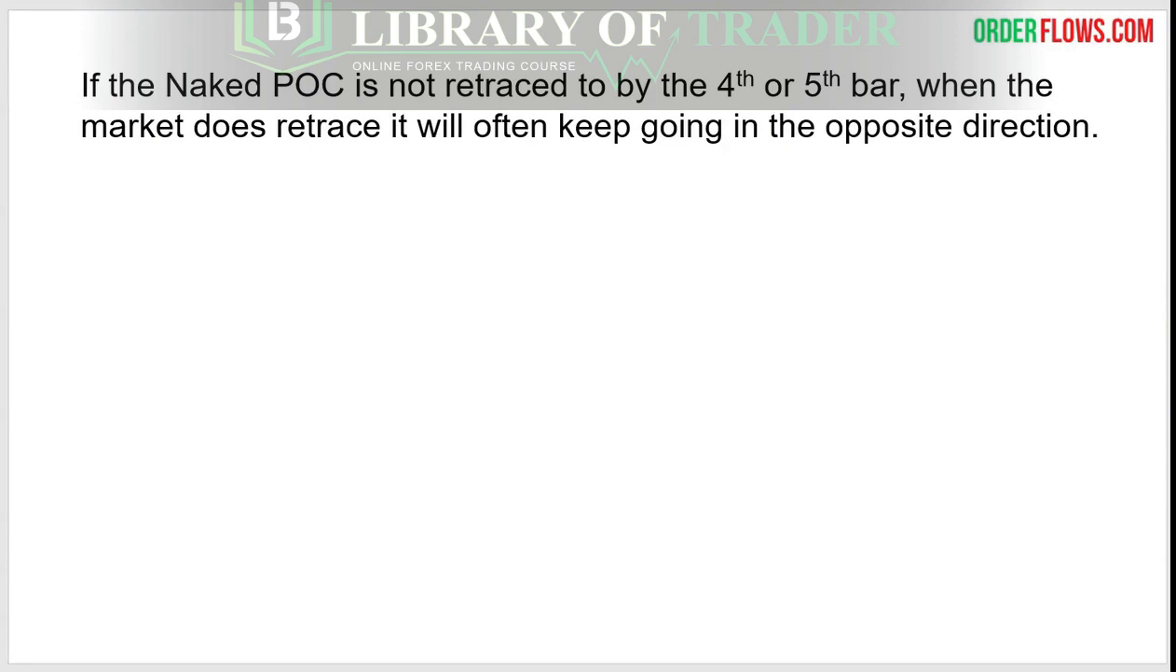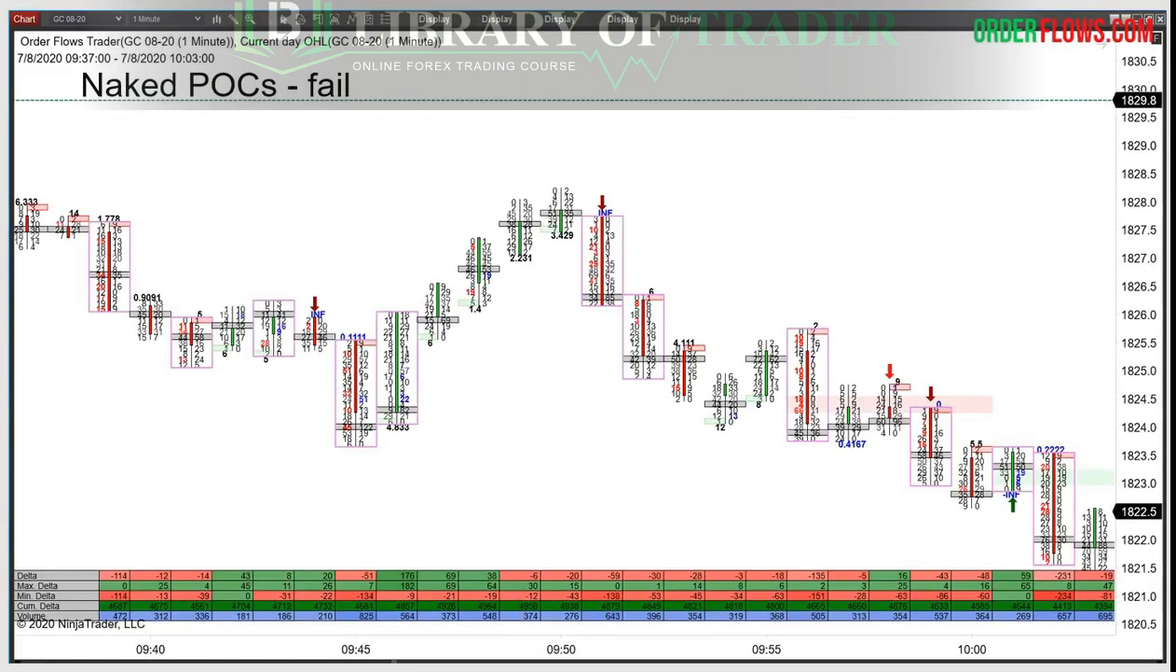Now, thing to remember: if the naked point of control is not retraced to by the 4th or 5th bar, then it's often going to keep going in the opposite direction. Okay, here's an example of a naked POC fail. So you've got naked, but I'm really going to be looking at the 2 most recent. So you've got 1, 2, then 3, 4, 5, and it just keeps going down in that direction.